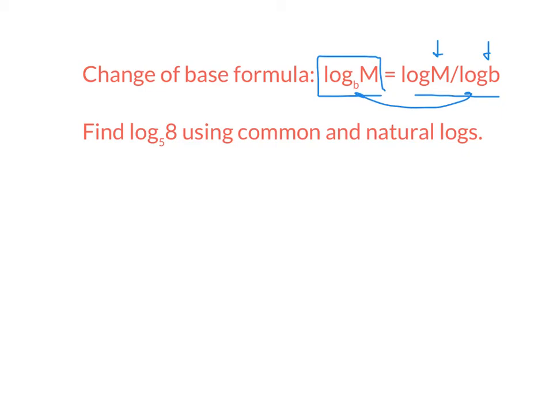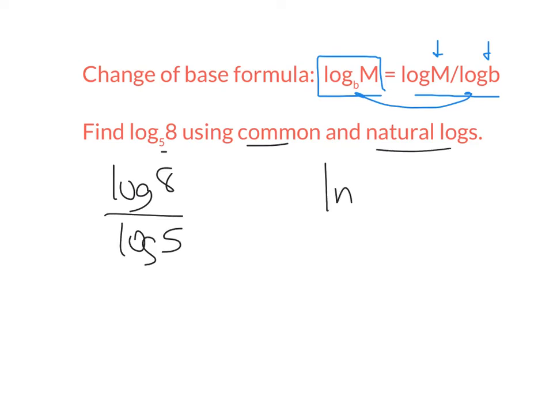So this next problem says find log base 5 of 8 using common or natural logs, because you can't do 5 to some power is 8 and figure that out in your head. So what you do is you change it to base 10. That's what a common log is. And you put log 8 over log 5, and you punch it in your calculator. You can also do natural log 8 over natural log 5, and you'll get the exact same answer.